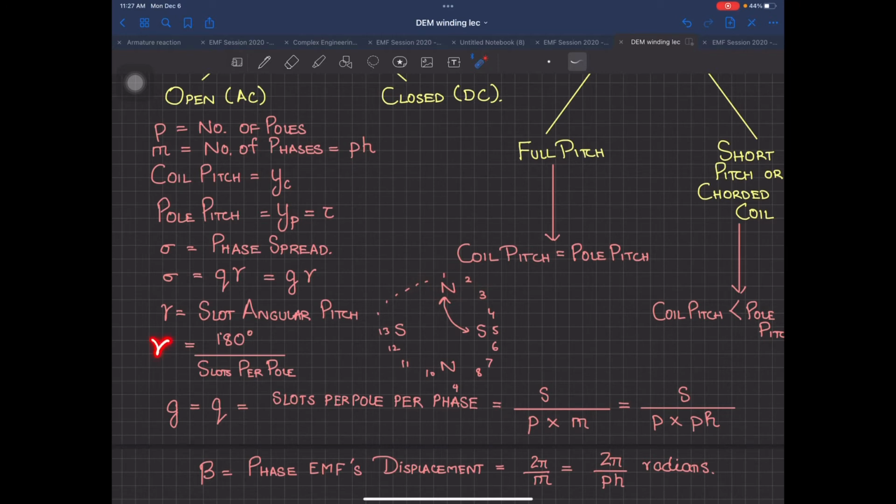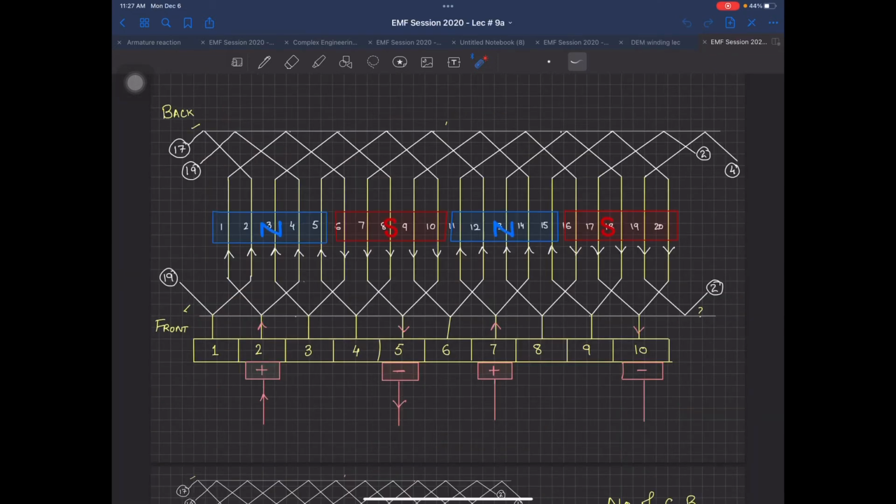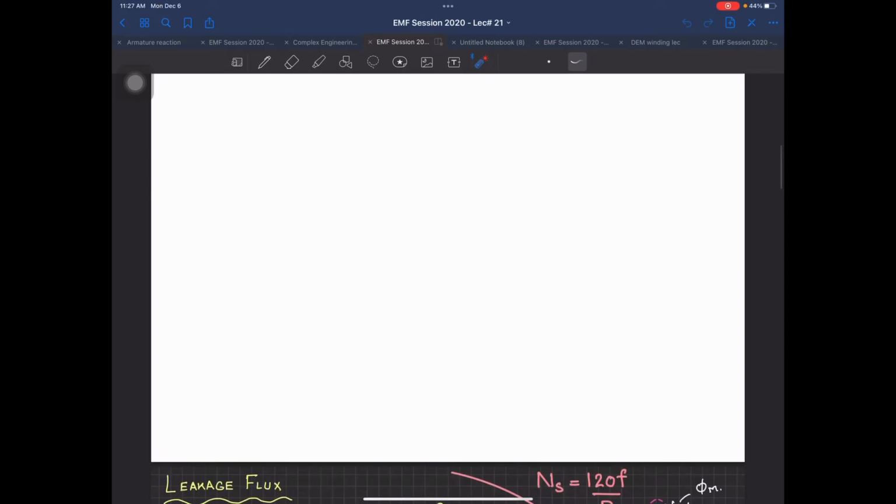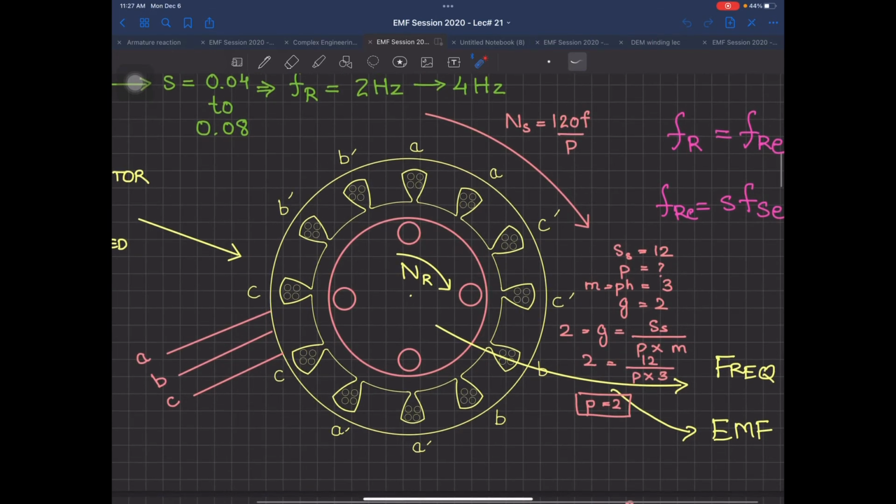So this gamma angle gives you the slot angular pitch. If I go back to your lecture, where is my lecture actually? Okay, so coming on to this one, I have 12 slots. The angle from this point to this point is called gamma. Again, these are electrical angles, not mechanical. Mechanically we know the whole thing is 360. I have 12 slots, so the angle is 30.